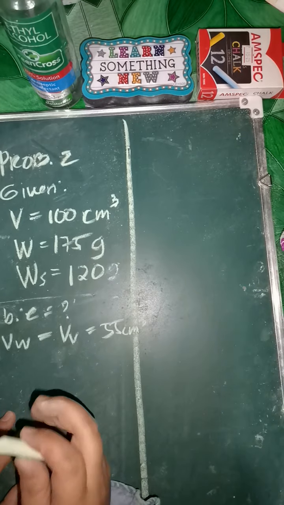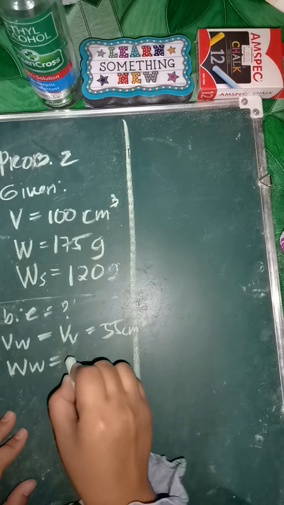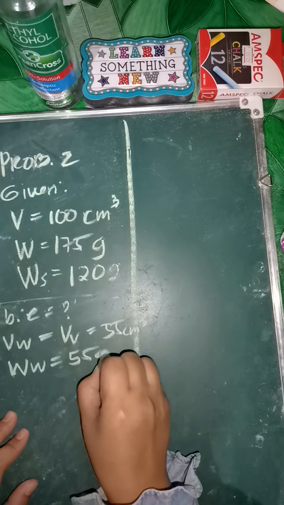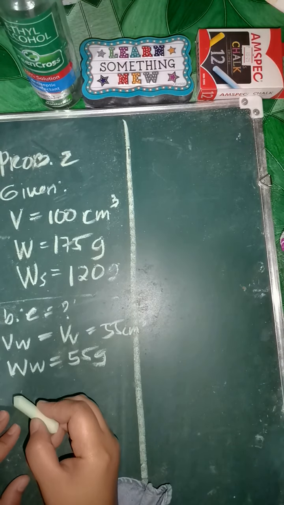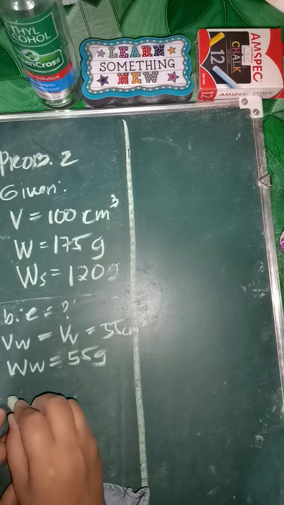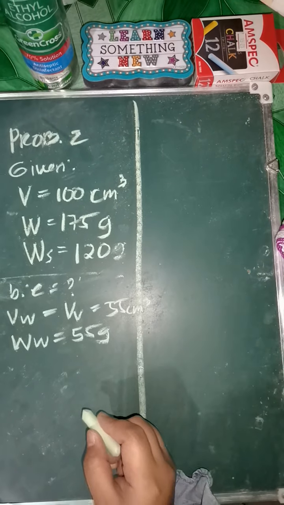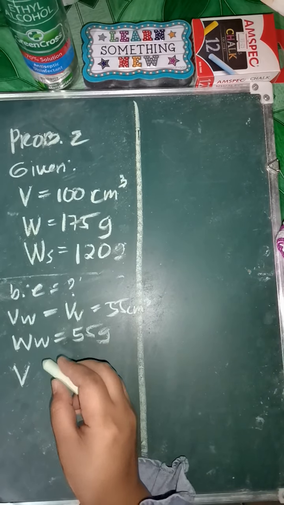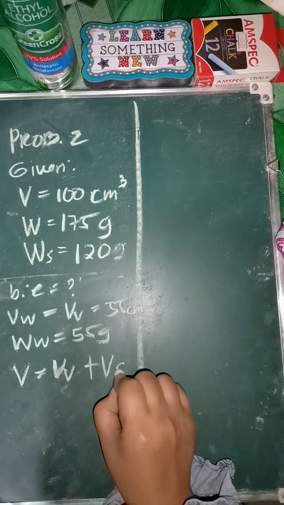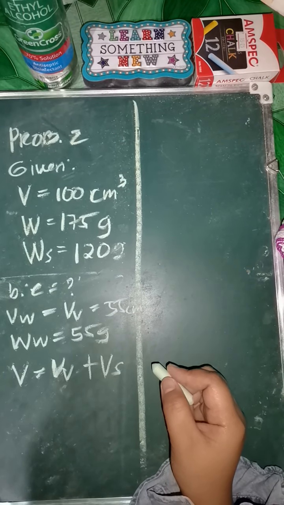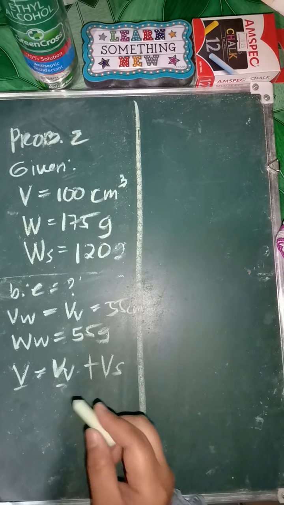Now we have also another one. We have also the weight of the water that is equivalent to 55 grams. So we're going to go back to the equation for the total volume, that is V equals volume of voids plus volume of solids. In here we have already the total volume and then we have volume of voids.